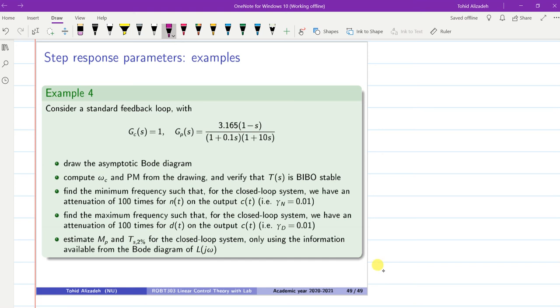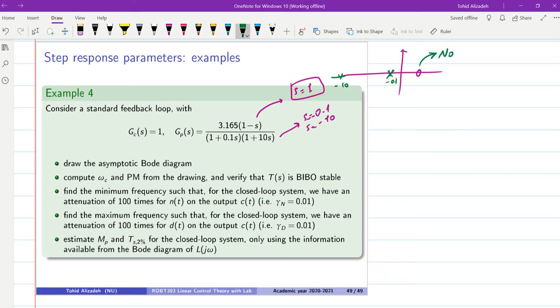So basically for this system we have one zero at S equal to 1 on the right half plane, and we have two poles at S equal to minus 0.1 and minus 10. So basically here we will have poles and zeros, minus 0.1 and the other one will be at minus 10. You should pay attention here that we have a zero on the right half plane, so this is a non-minimum phase system.